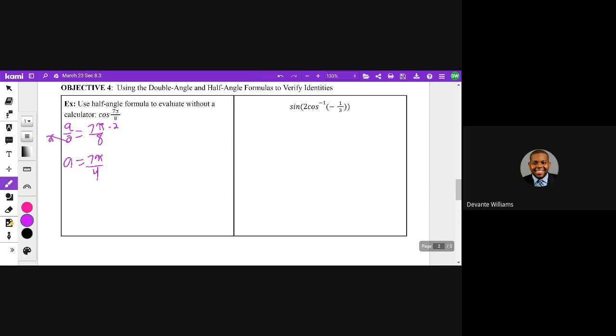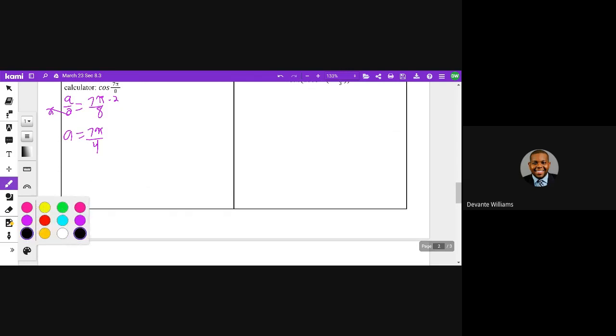So let's grab 7 pi over 4 and sketch it out. What quadrant would that be in? Again, be sure to pause and rewind the video as needed so you can catch up with the notes. It's almost a 2 pi, so it'll be in quadrant 4. Is cosine positive or negative in quadrant 4? That's right, cosine is positive.